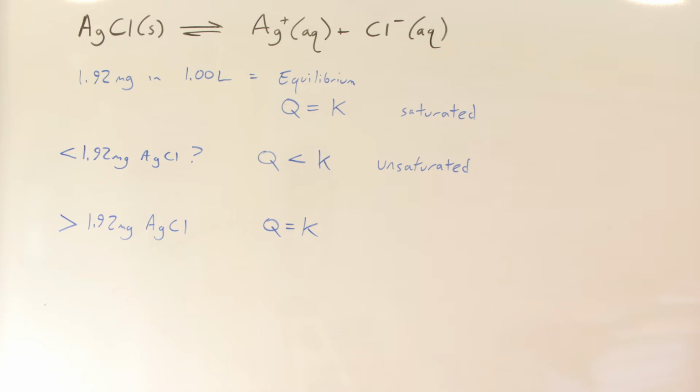Now, what I've written here is Q is still equal to K, but does that make sense? In actual fact, yes it does. Because there can't be any going beyond saturation, that means that in a case where there was more than that amount of solid, there would just be some of it left on the bottom of the flask. It won't change the concentrations in the flask, in the solution, because it won't go into solution beyond that 1.92 milligrams. The rest of it will be sitting on the bottom doing nothing.